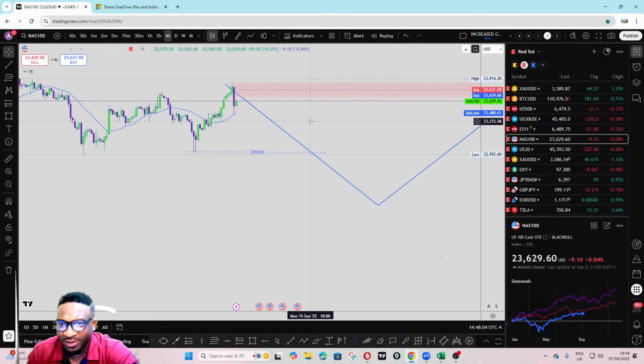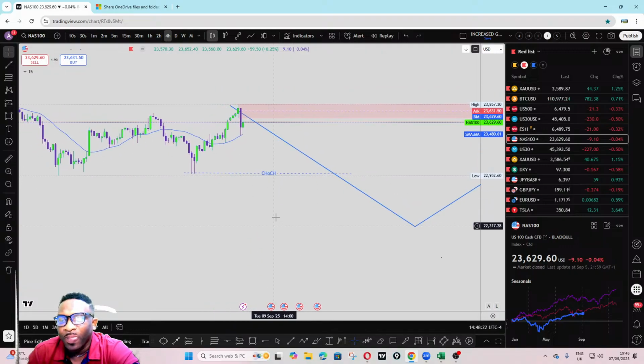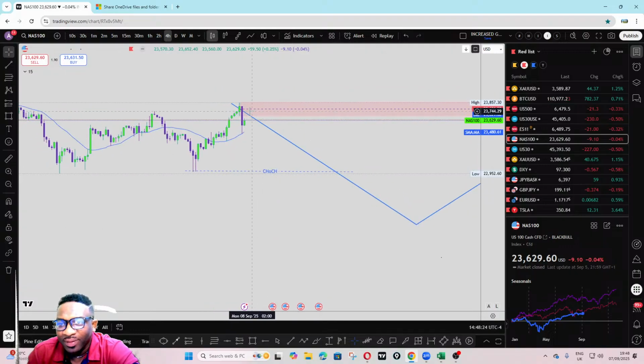So it doesn't matter if it's green or red or purple. On my chart, I have green and purple. It could be a green candle or it could be a purple candle. So you're looking at the last indecision candle before the impulse move. So over here, that is the last indecision candle before this impulse move down. And then we had market closing here.